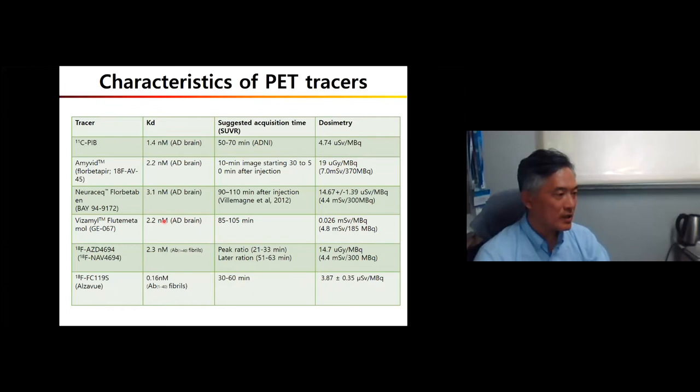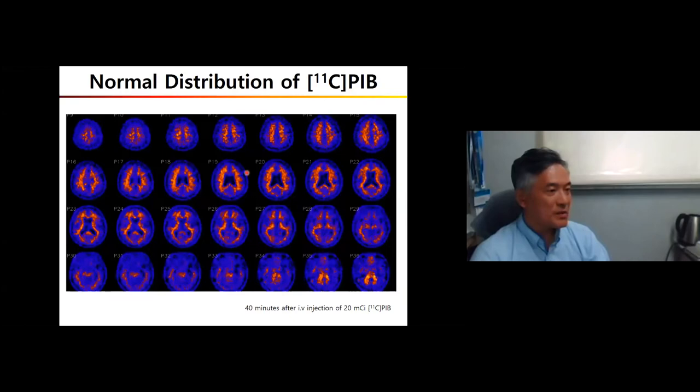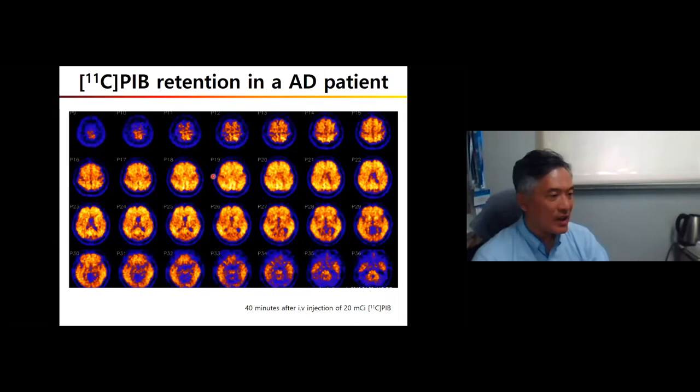If you want to use any of these compounds, you can find the prescription of that radiopharmaceutical. This is the normal distribution of the C11 PIB, 40 minutes after the IV injection of 20 millicurie of C11 PIB. At an earlier stage, I think we used 20 millicurie of PIB, but nowadays we use only 10 millicurie of C11 PIB because the PET scanner sensitivity is increasing. And you can see here just a slight uptake in the white matter in the normal brain. But in the AD patient brain, you can see the high uptake in the whole area of the gray matter, such as the frontal lobe.